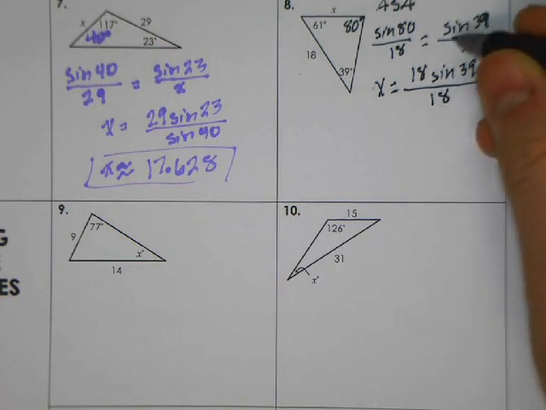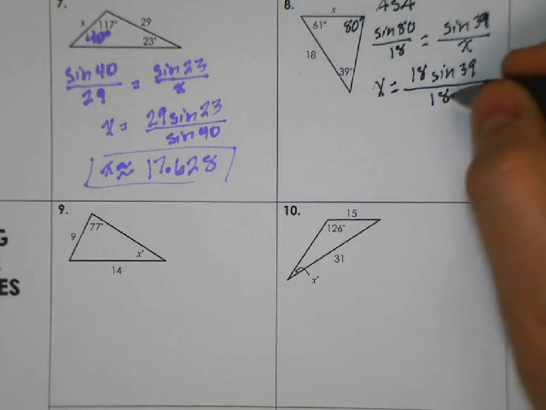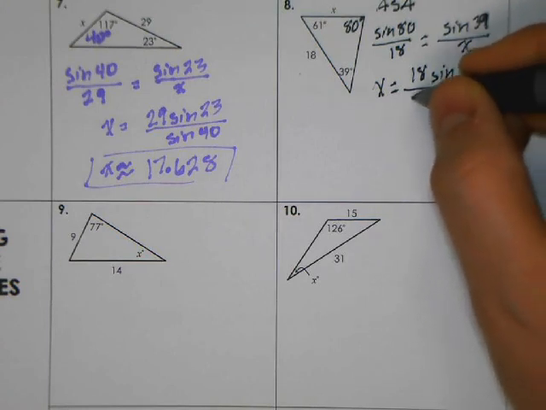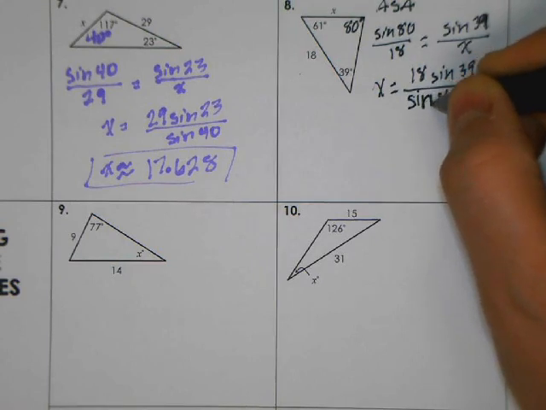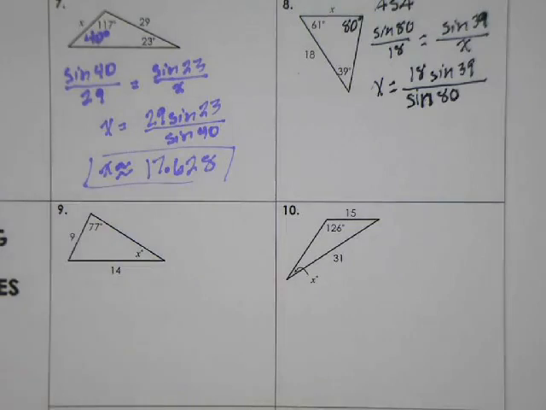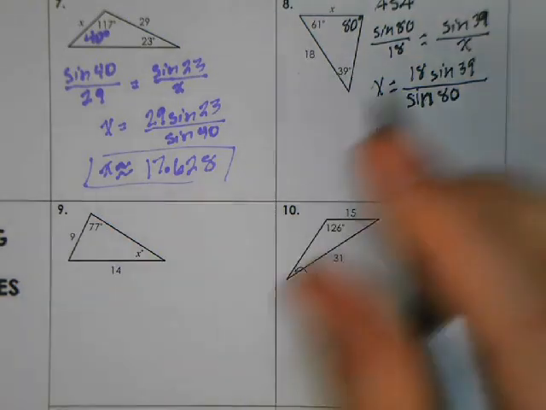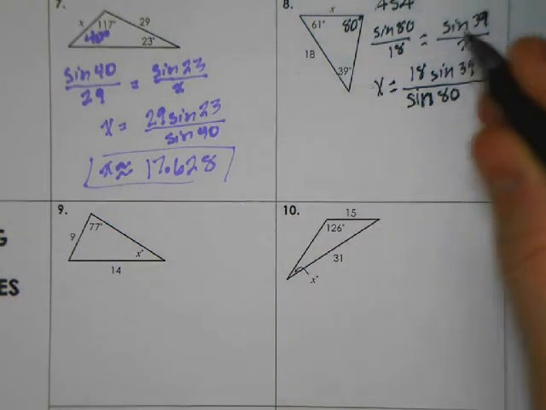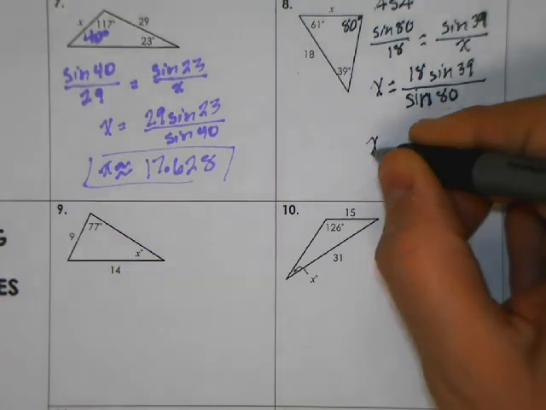Nope. By the sine of 80. Let's see if we can fix this here. Sine of 80. There we go. So here when I go to the calculator, 18 times the sine of 39 over the sine of 80, in this case gives me about 11.5. I'm going to get 11.503.